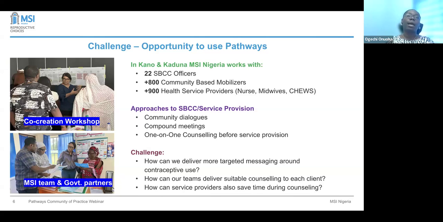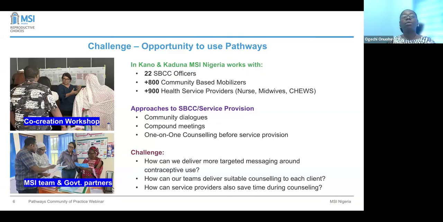And that was the mindset we were in when we saw this, and we began to engage with Pathways to have conversations. And the Pathways data actually looked at activities and the statistics in the states where we are operating in Nigeria as a whole, but particularly in Kano and in Kaduna states. MSI currently has 26 community-based social behavior change officers working in these two states. We are currently working with over 800 community-based mobilizers who work in communities to engage community stakeholders and mobilize clients into facilities where they can obtain services.